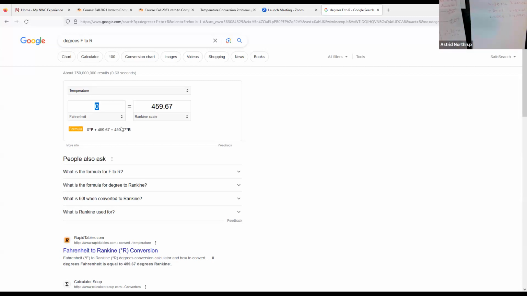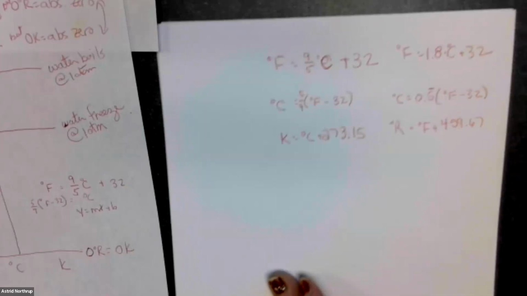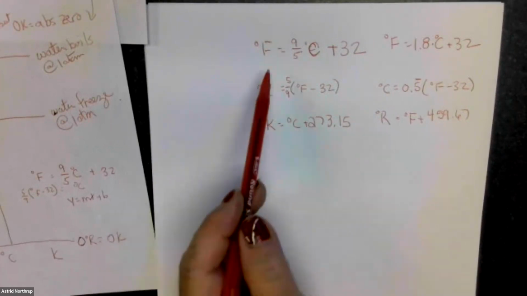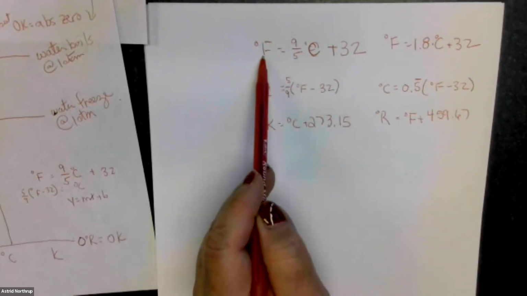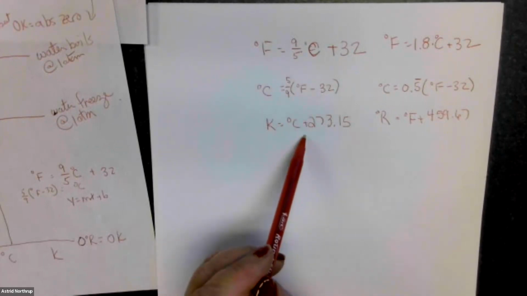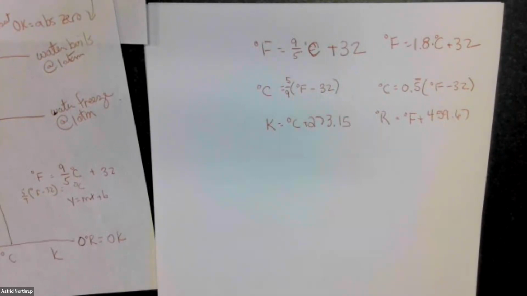All right, so I'm going to flip over to my desktop again so you can see the conversion formulas. And there they are. So you have degrees Celsius to Fahrenheit, Fahrenheit to Celsius, centigrade to Kelvin, Fahrenheit to Rankine.